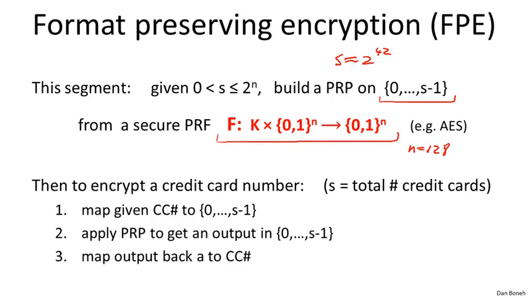Well, once we had such a construction, we can easily use it to encrypt credit card numbers. What we would do is take a given credit card number, encode it such that now it's represented as a number between 0 and the total number of credit card numbers. Then we would apply our PRP so that we would encrypt this credit card number, using construction number 2 from the deterministic encryption segment. And then we would map the final number back to look like a regular valid credit card number, and then send this along the way.